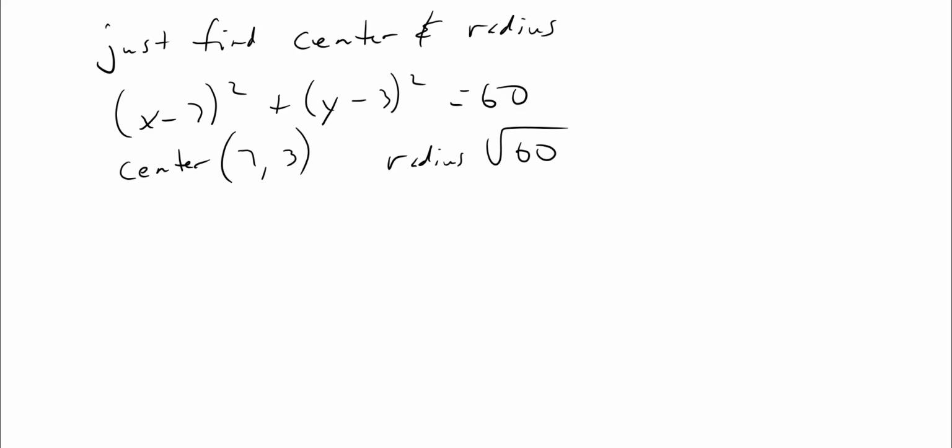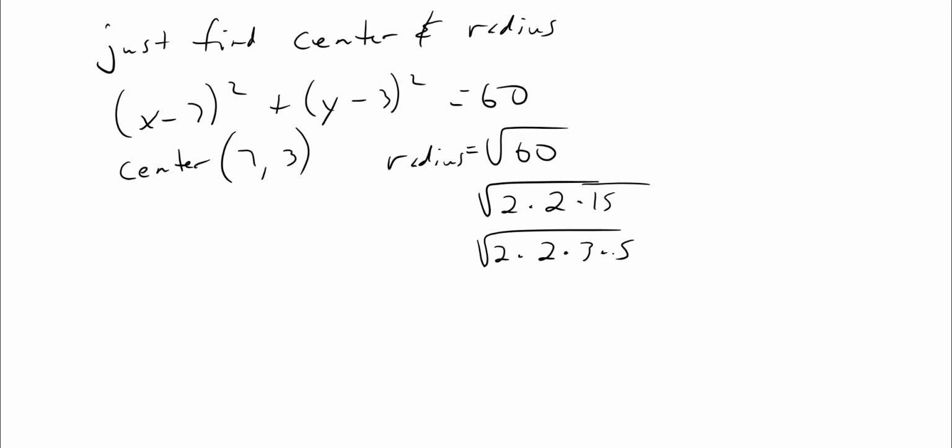Now you've got to remember, you have to simplify it. Square root of 60 is 2 times 30, or 2 times 2 times 15. So that's really 2 times 2 times 3 times 5. So the only thing I can take out of here is a 2. So my radius is 2 root 15. Okay? Center is (7, 3) and radius is 2 root 15. That's pretty easy. Not bad.